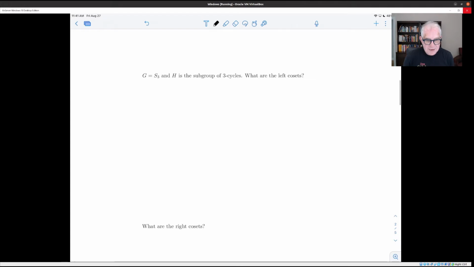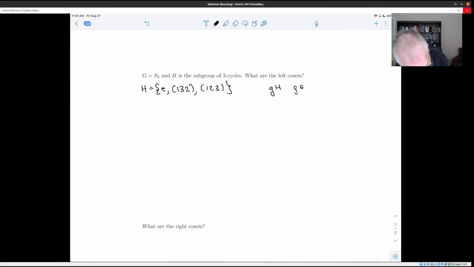Let's take our favorite non-abelian group, a simple one, S3, and let H be the collection of 3-cycles. So H consists of the identity element, the 3-cycle (1 3 2), and the 3-cycle (1 2 3). What are the left cosets of H? Well, the left cosets are of the form gH, where g is in G. So what are the possibilities for g? First of all, if g is a rotation, so if g is in H, then gH is going to be H again. Why is that?